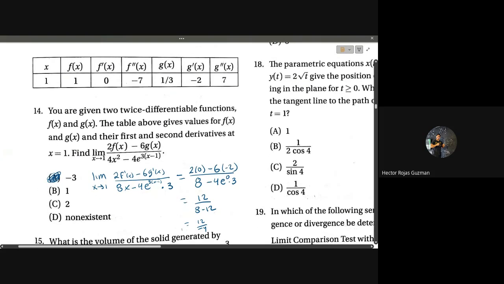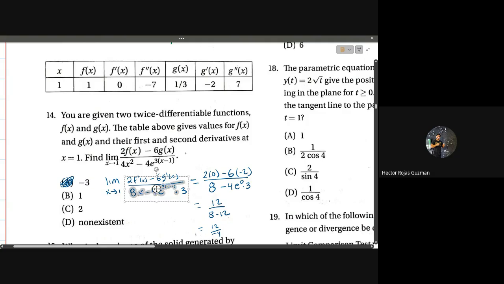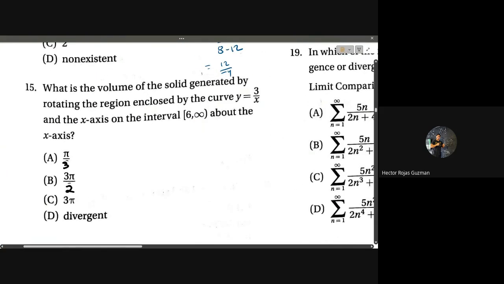If you were doing this on an FRQ, don't go straight to L'Hopital's. Calculate the limit first and see if you get 0 over 0, right? You have to show that. It's multiple choice here, so I'm just going kind of quick. As quick as the video allows me.